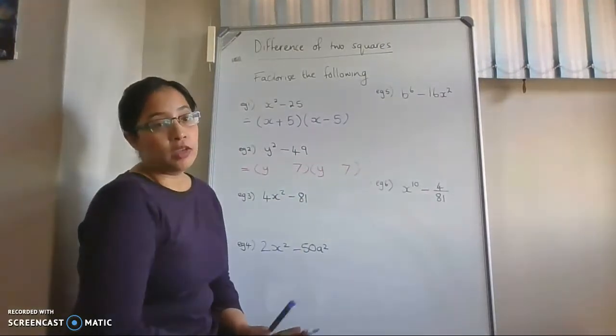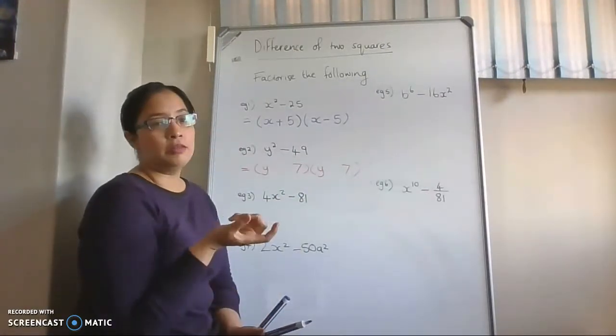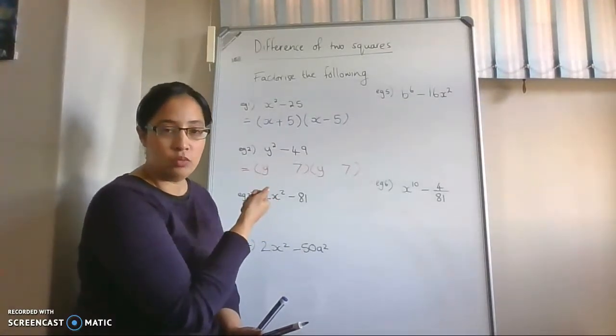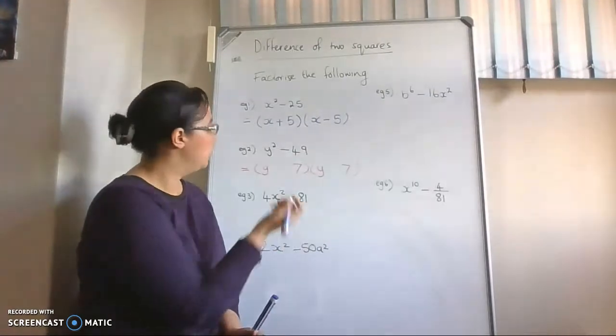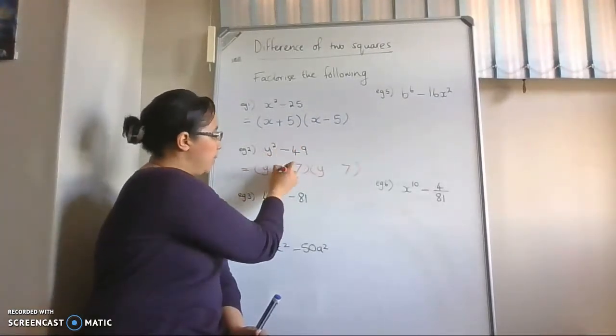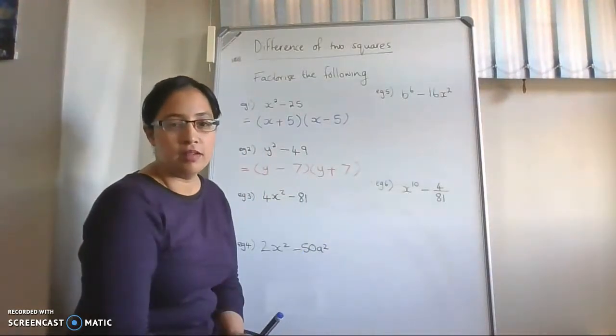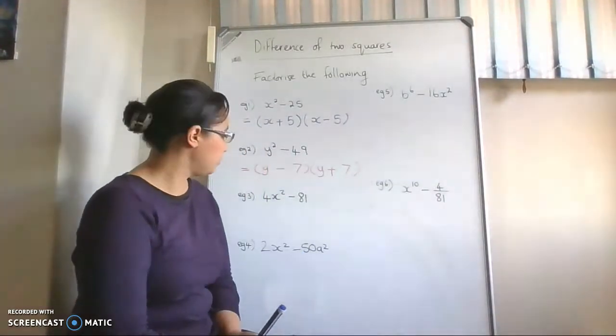Now it doesn't matter where you put the plus and minus. Remember, multiplication is commutative, which means that you can multiply in any order, it's still the same answer. So if that's minus and plus, it doesn't matter. You can put the plus sign first or the minus sign first.